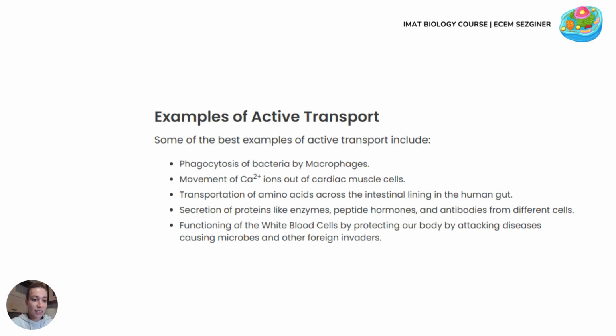So some human body examples for active transport are phagocytosis of bacteria by macrophages, movement of calcium ions out of cardiac muscle cells, transportation of amino acids across the intestinal lining inside the small intestine, secretion of proteins like enzymes, peptide hormones, antibodies, and functioning of white blood cells to protect our body, because there is a release process of white blood cells.